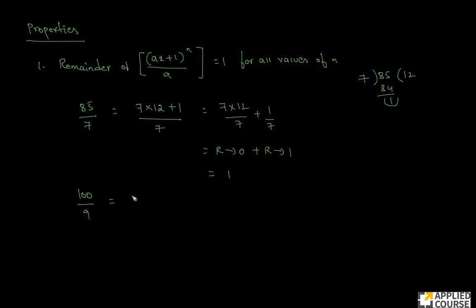Now 100 by 9. In what way can I write it? 9 into 11 plus 1 by 9. So what will be the remainder? Always 1. Right? So if you have 85 power of 58 by 7, the remainder is still 1. So 100 power of 100 by 9, the remainder is still 1.